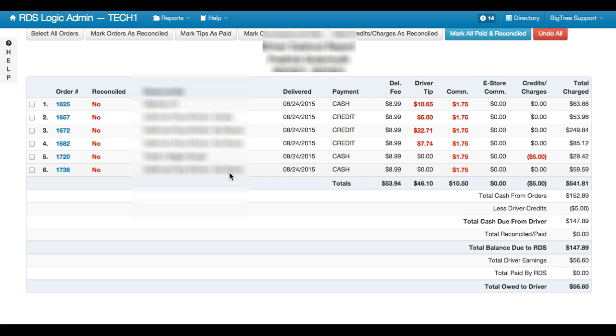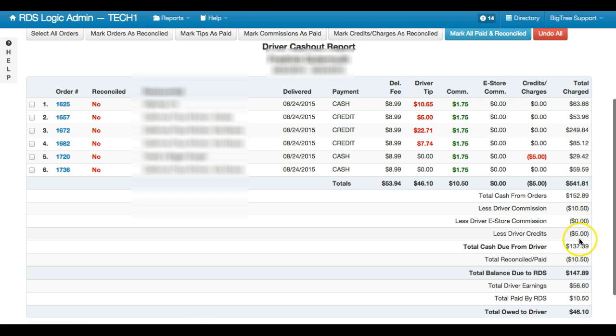So let's say, for instance, that what you do is you pay your drivers their commission on the night that they check out, and you pay their tips on checks in the future. So the first thing we're going to do is select all orders. We're going to mark commission as paid, and we'll see this is going to change. So here we go. Commission is changed, and now they only owe the total cash due from driver $137.39, total reconciled 10, total balance due to the RDS is $147.